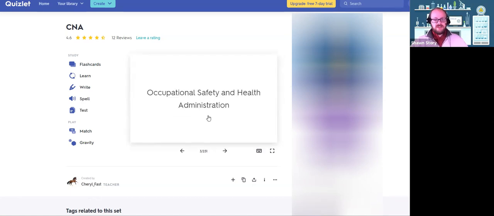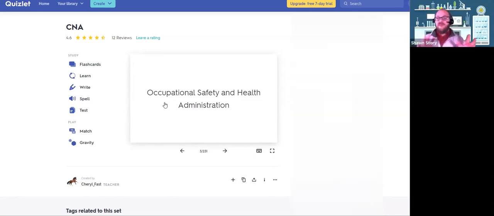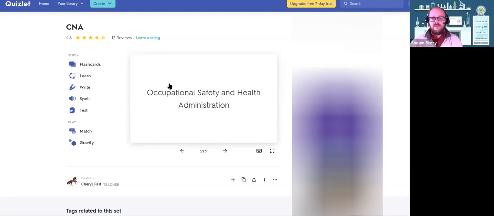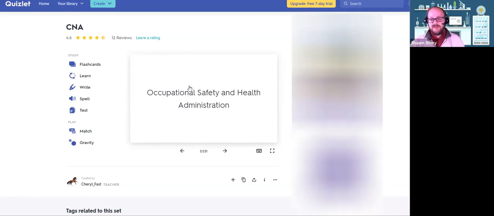Occupational Safety and Health Administration. They're the ones that create all of the rules and regulations of where chemicals can be stored and how, and all those safety things with workers, right? Occupational, working safety.